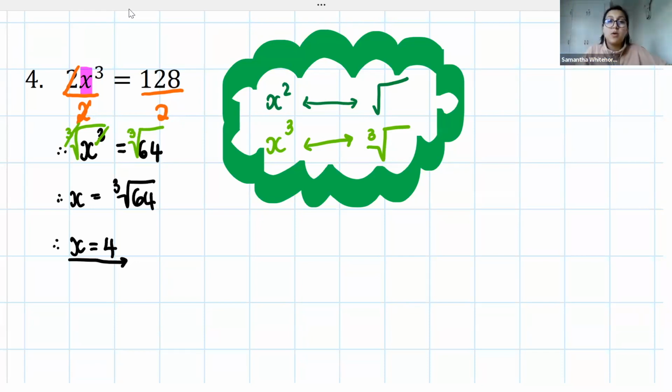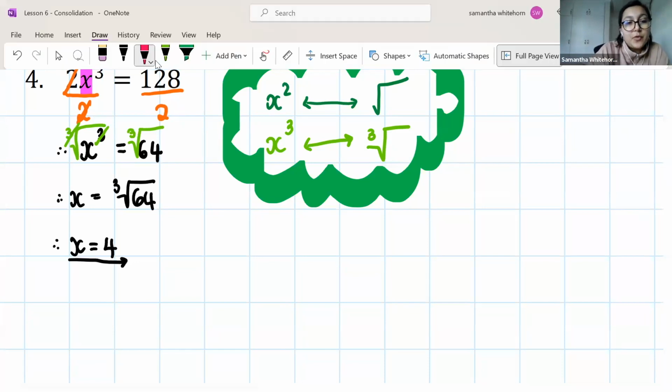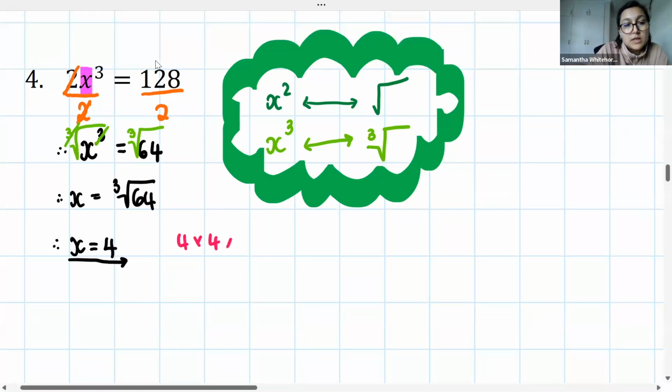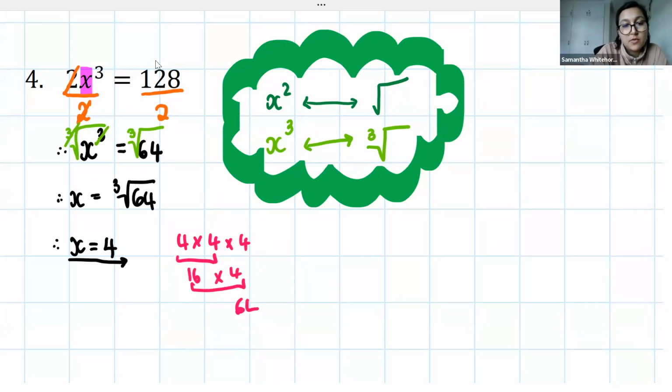Now, if we think about why that answer is true, 4 times 4 times 4 gives us 64. Why? Well, 4 times 4 is 16, and 16 times the second 4 gives us 64. So that is how I know that the cube root of 64 is 4, because 3 4s multiplied together gives us that value underneath the cube root.